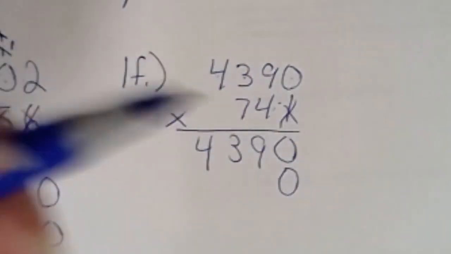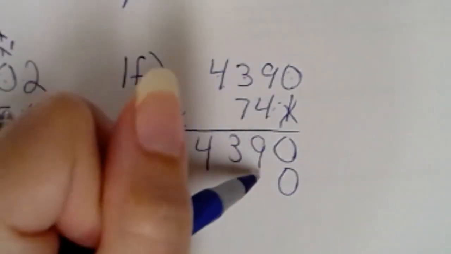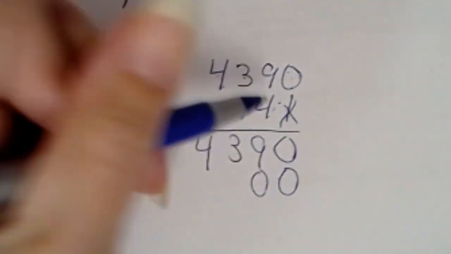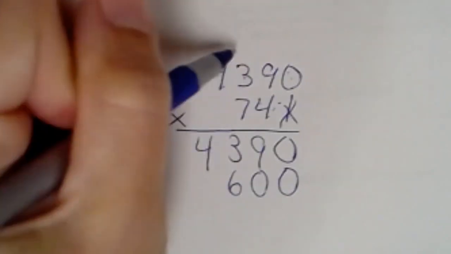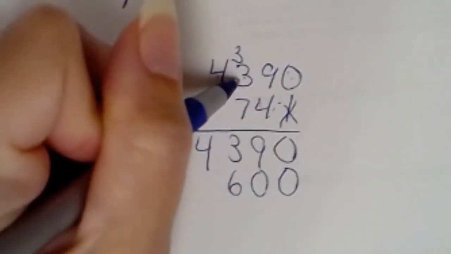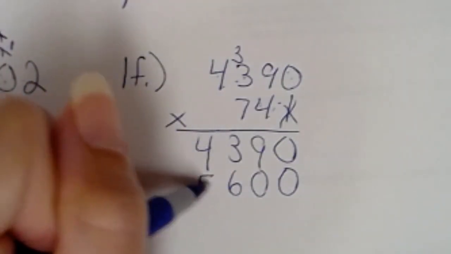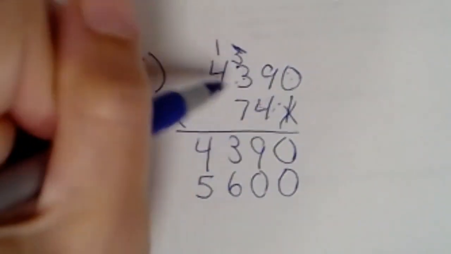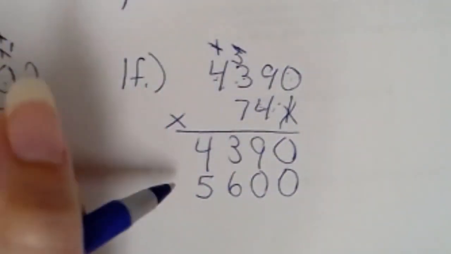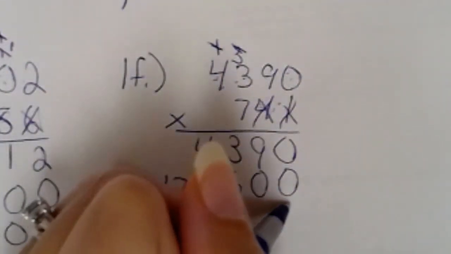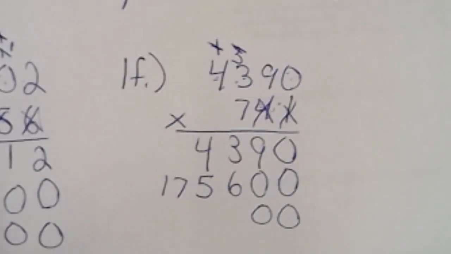And then 4 times 0 is 0. 4 times 9 is 36. 4 times 3 is 12, plus 3 more is 15. 4 times 4 is 16, plus 1 more is 17. We're done with our tens place, so we're going to put down 2 zeros as our placeholders.